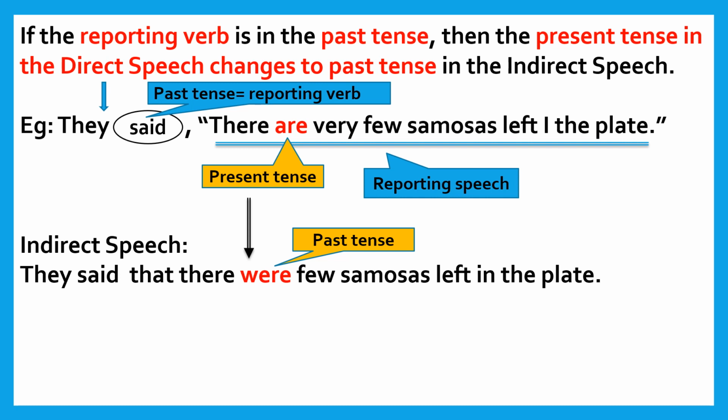In this sentence, the verb "are" is in the present tense. Now, when we convert this sentence into indirect speech, there will be a change in the verb of the reporting speech. The sentence becomes, "They said that there were few samosas left in the plate." You can see the change in the verb. The verb "are" changes to "were" in the indirect speech.